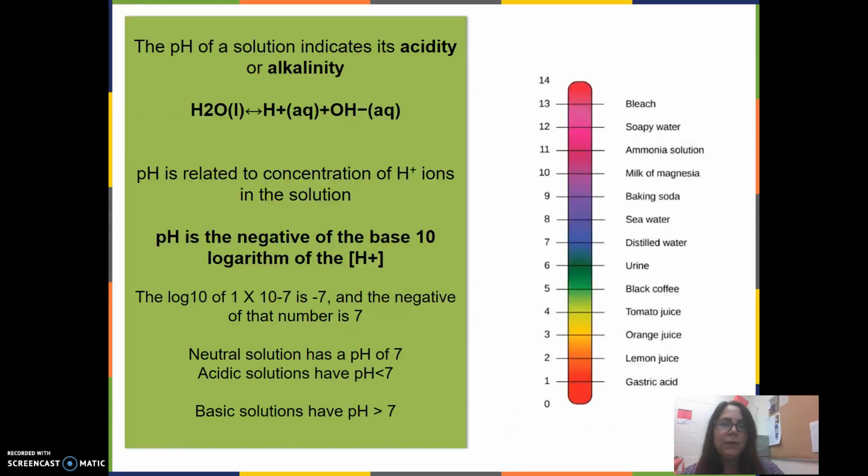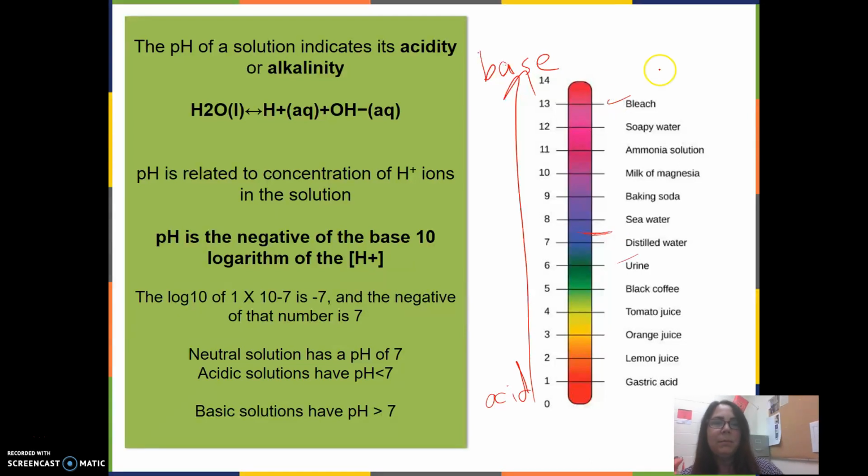And this is a table that shows the pH levels from 0 all the way up to 14. 0 is most acidic and 14 is most basic. All right, so gastric acid, which is stomach acid, has a pH of about 1. Urine has a pH of about 6. Blood has, not on here, but has a pH of about 7.4. And bleach has a pH of 13. Ammonia is 11. So ammonia and bleach and soap are all bases.